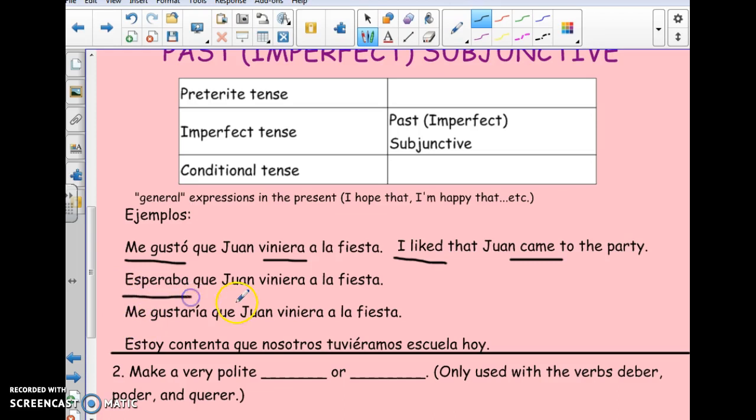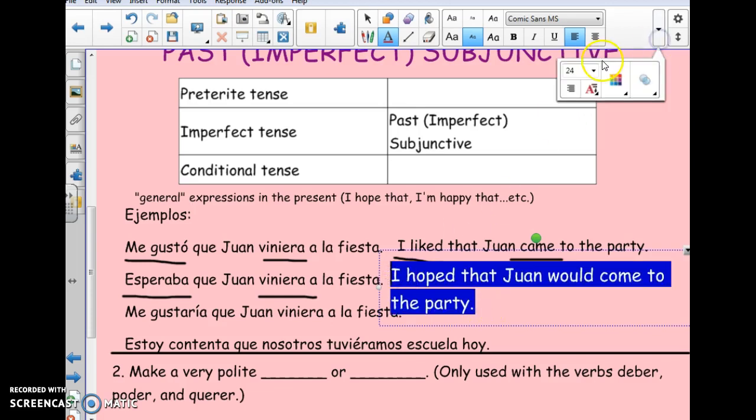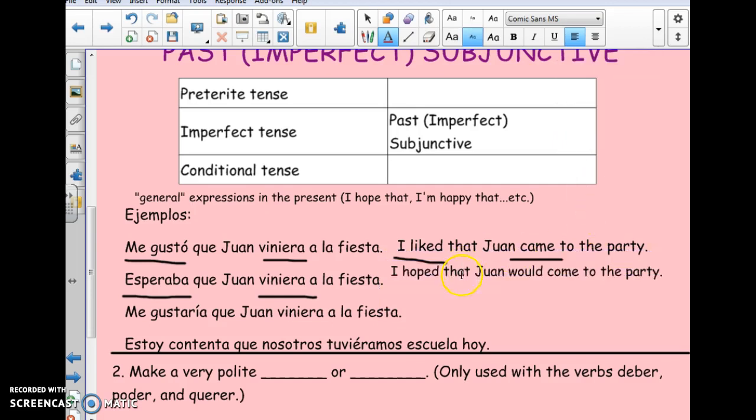In the second example, you have "Esperaba que Juan viniera a la fiesta." In the second part of that sentence, you see that the imperfect subjunctive was used. So, I hoped that Juan would come to the party. Notice we didn't translate that exactly word for word from Spanish to English, but sometimes when you use subjunctive, you kind of have to rearrange what you're saying from Spanish to English in order to make it make sense.